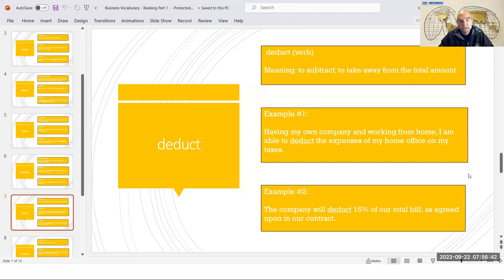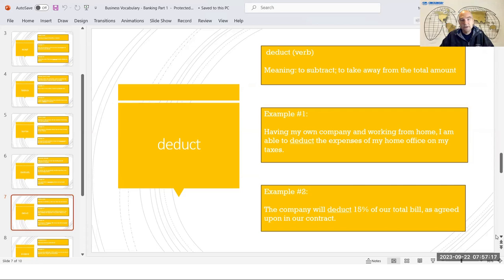Example number 2. The company will deduct 15% of our total bill, as agreed upon in our contract. So the company is going to subtract 15% from our bill. It's going to reduce that total cost by 15%, as we had agreed in the contract.